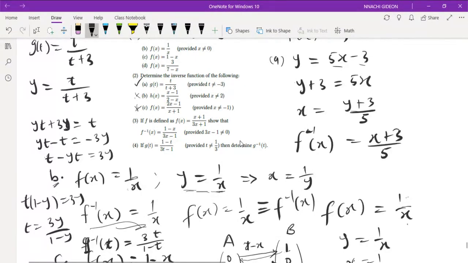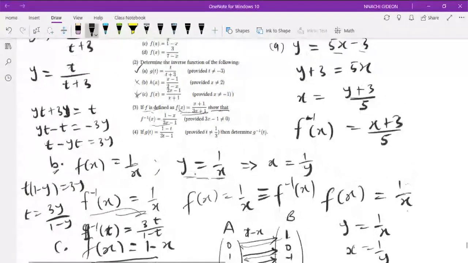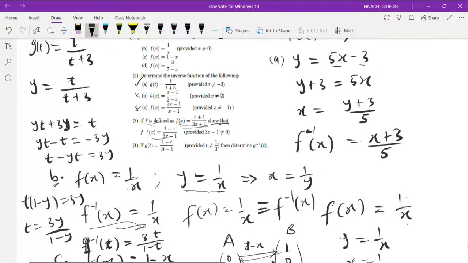Number 3 says if f is defined as f of x equal to x plus 1 over 3x plus 1, we want to show that the inverse function is this. When you see something like this, there's nothing to do other than solve for the inverse function. Then once you solve it, you say that it has been shown that this is equal to this, and that's all. Because sometimes too much grammar in mathematics throws some people off. So to show means just solve for the inverse of this. There's no big deal there. I have other ones that I will bring.